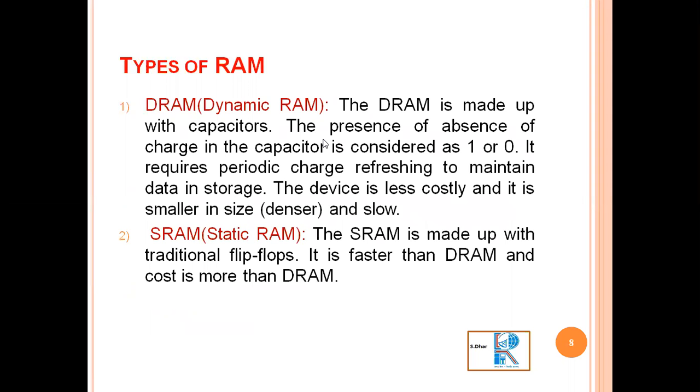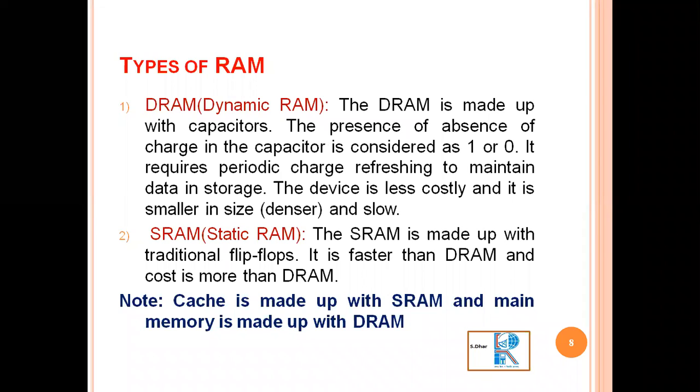Then types of the RAM. Mainly there are two types of RAM. Clear? One is called the dynamic RAM and another is called the SRAM or the static RAM. What happens in the dynamic RAM? The dynamic RAM is actually made up of capacitors. The presence or absence of the charge in the capacitor is treated as a 0 or 1. If the charge is present, it is considered as a 1, otherwise it is considered as a 0. So using a capacitor or a bunch of capacitors, the DRAM is made.